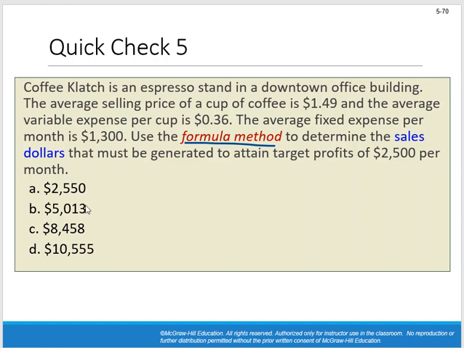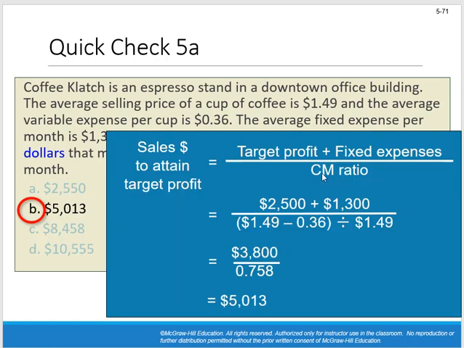All right, and I'm hoping that you guys came up with answer B. So we're taking, again, our target profit plus fixed, that's 3,800 on top, and dividing by, if we do it their way, the CM ratio, which we computed a while back, right? We already knew our CM ratio to be 0.758. Then we should come up with sales dollars of 5,113.